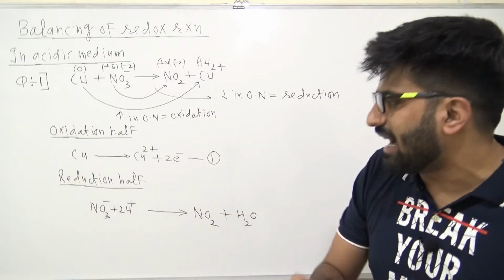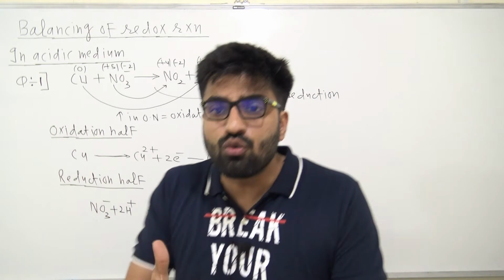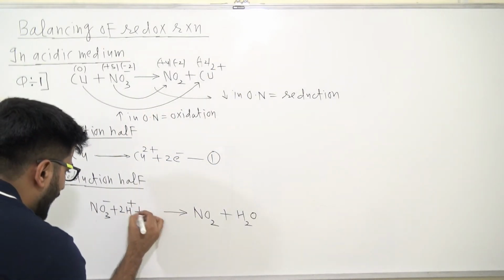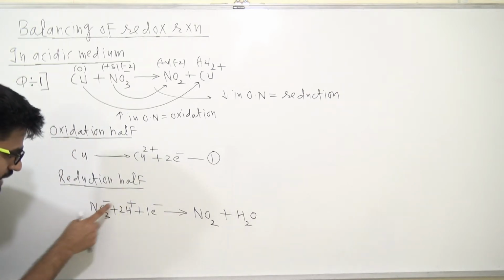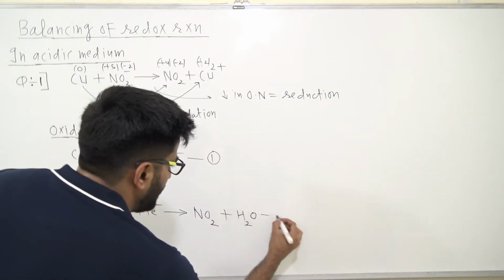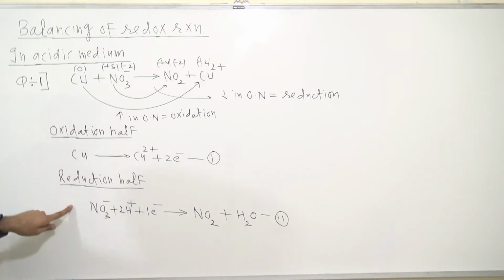So on the reactant side, guys, what charge do we have? We have +1 charge. In order to neutralize it, to make it 0, I need to add 1 electron. Can you see that? Now see, this is +2 charge, -1, -1, -2 charge. So this is also balanced, right? Your oxidation half is balanced, your reduction half is also balanced.